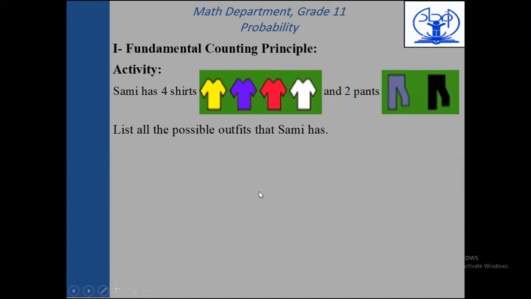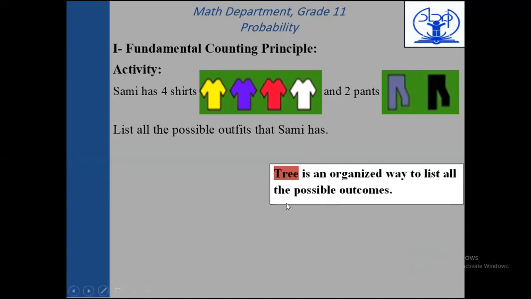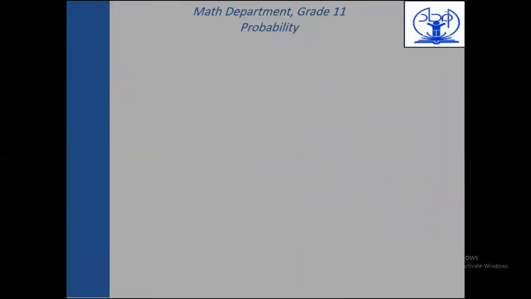The best way to list all the possible cases is to find an organized way so that we don't miss any of the options. That's why we're going to use what we call a tree diagram. A tree is nothing but an organized way to list all the possible outcomes. Let's look at the tree diagram.